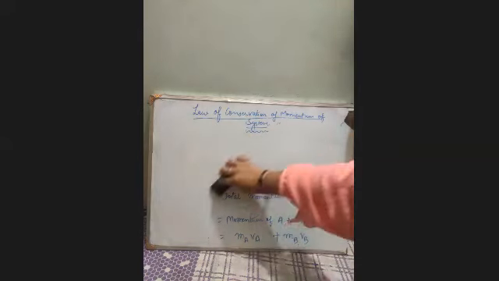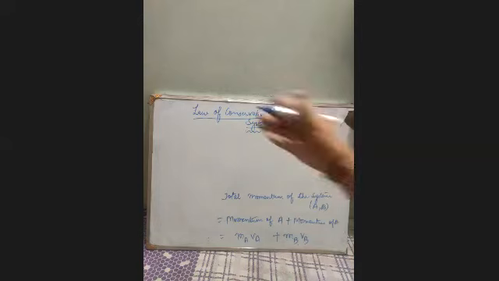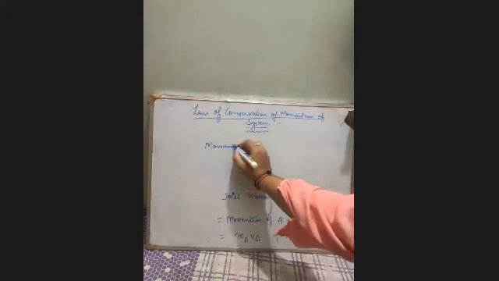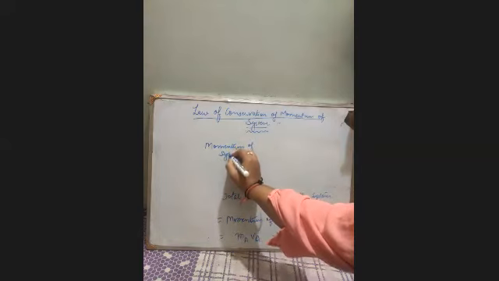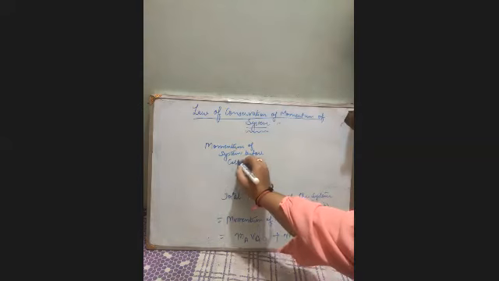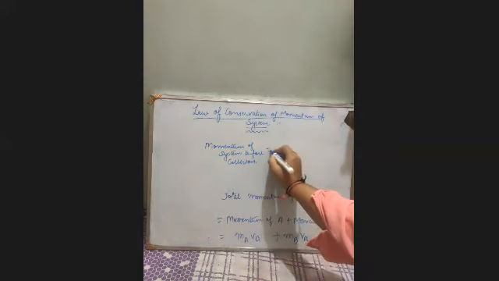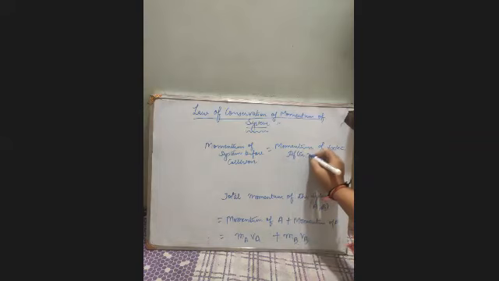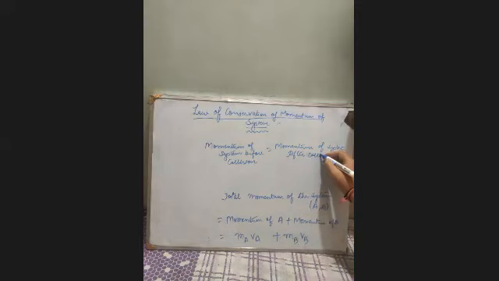So how can I write here? According to this law, momentum of system before collision should equal momentum of system after collision. So just using these terms, what do I get?